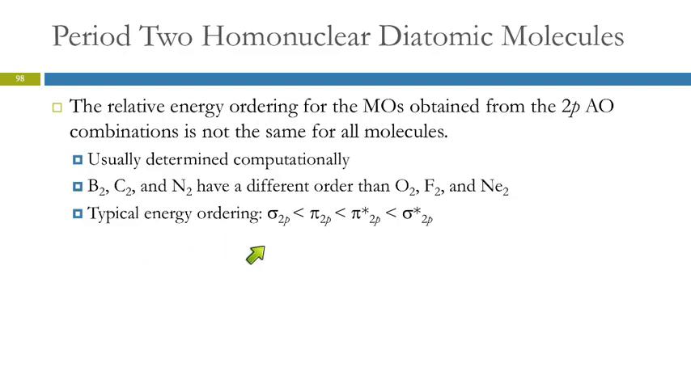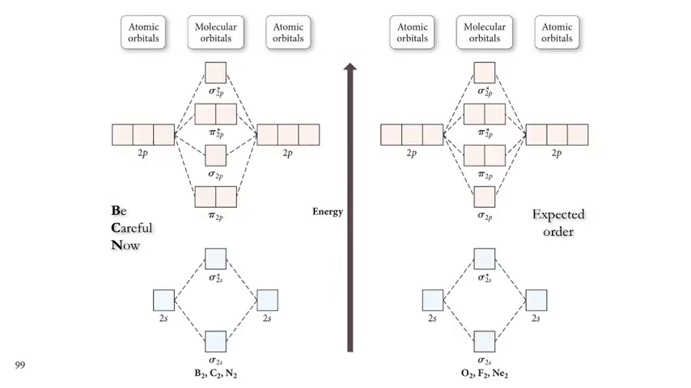The typical energy ordering for the p orbitals, the sigma 2p and the sigma star 2p are the lowest and the highest. And the pi 2p and pi star 2p are in the middle. So I think of this as normal, this is nice and symmetrical. The sigmas are on the outside, the pi's are on the inside. So this is what's considered typical or expected.